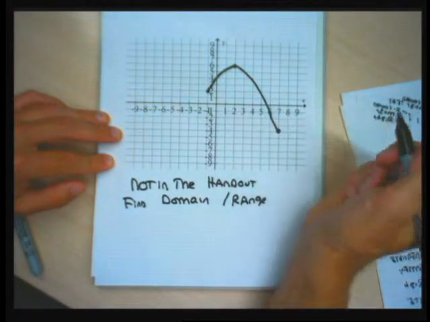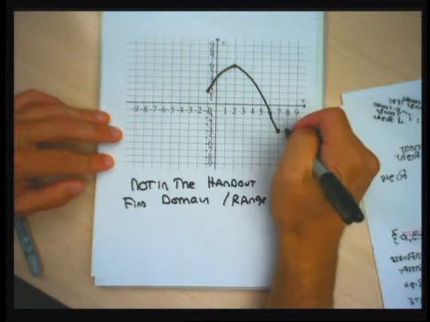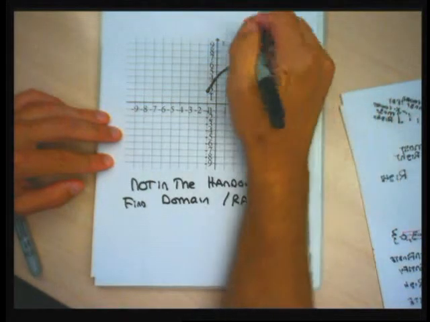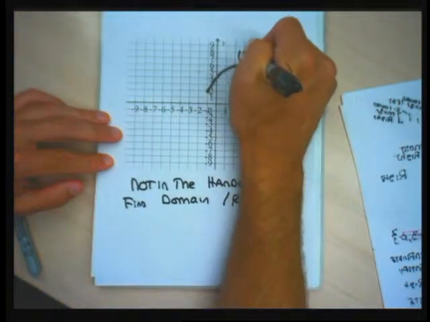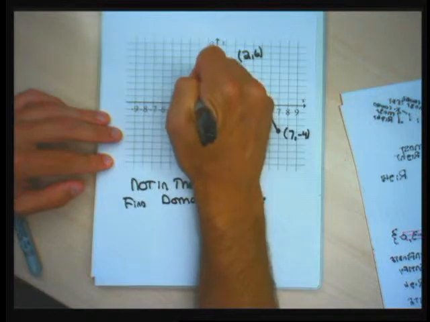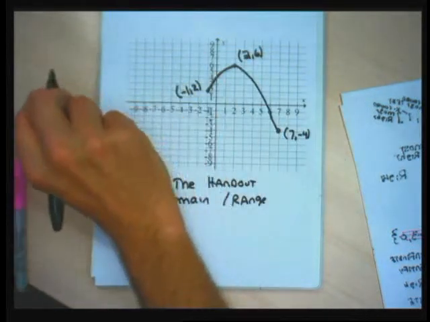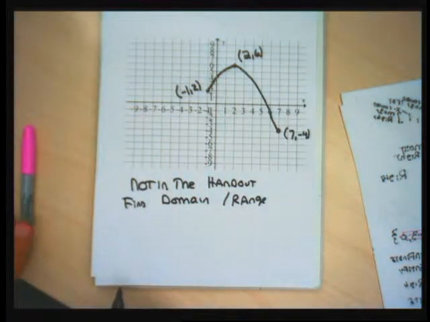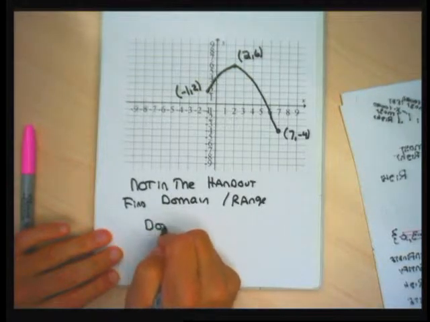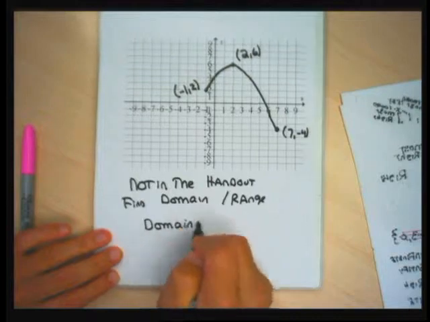I'm going to label some points, the only points that you're going to need. Here's the point 7, -4. Here's the point 2, 6. And here's the point -1, 2. This is an infinite relation, so when I write the domain and the range, I need to write square brackets in intervals with 2 numbers in each.